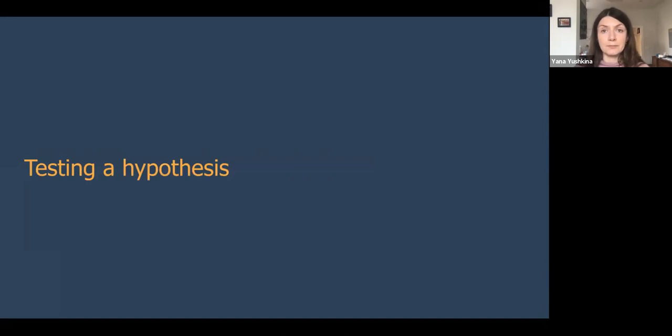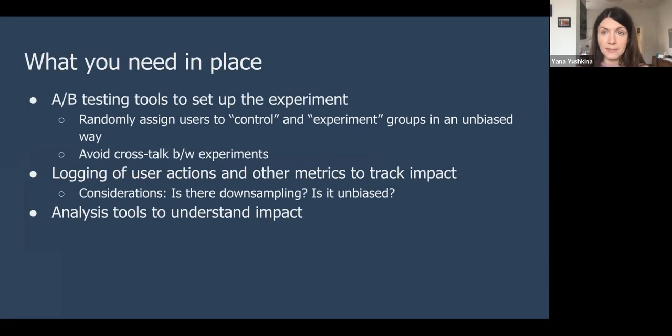So when it comes to testing your hypothesis, what do you need? Basically a bunch of tools that ideally are in place already and that you just need to tap into. So quite obviously you need A/B testing tools to set up your experiment. So for larger companies, for example, for myself, this is infrastructure that there's a team that develops. And so all you really need to do is how to use it. You don't actually have to think about it.